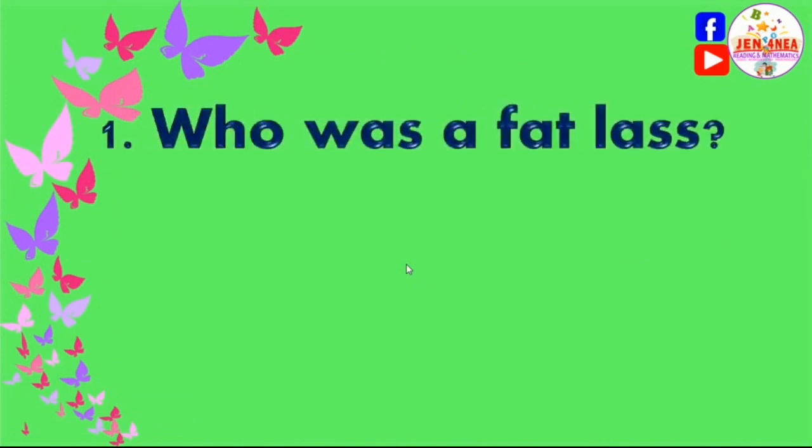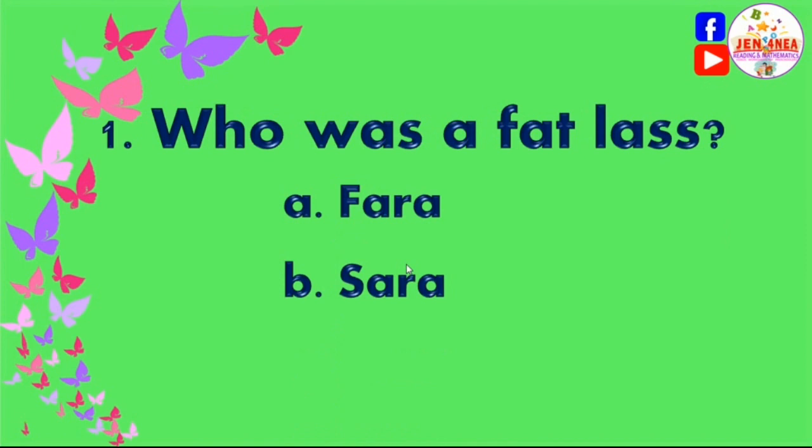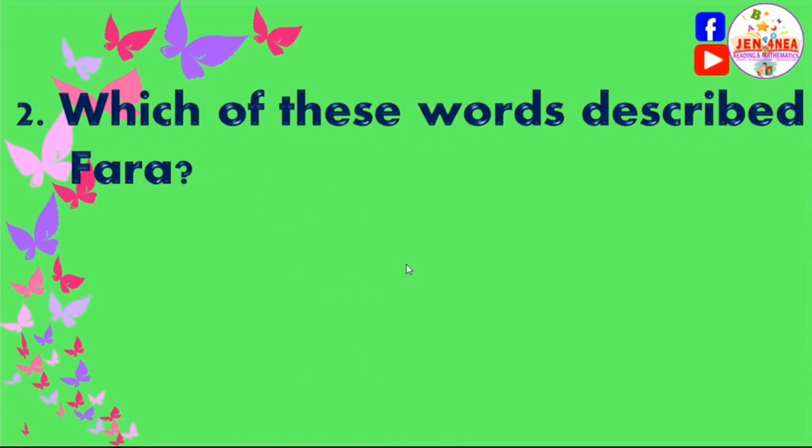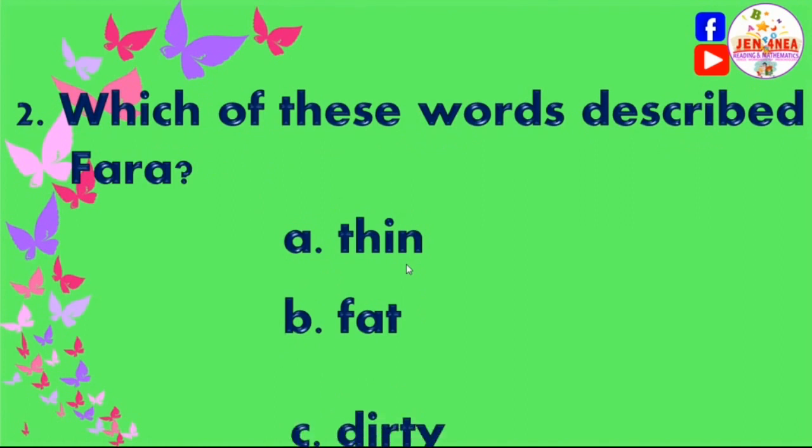Comprehension check. Who was a fat lass? A. Farah, B. Sarah, C. Lara. Which of these words described Farah? A. Thin, B. Fat, C. Dirty.